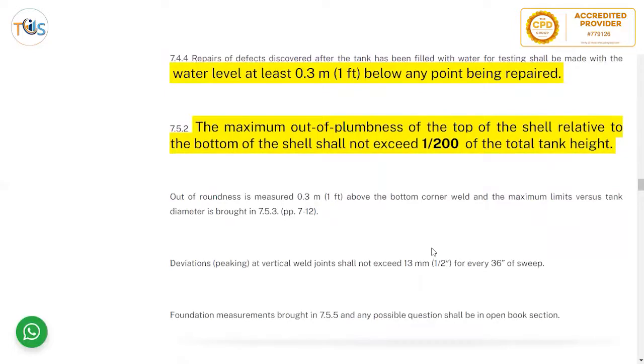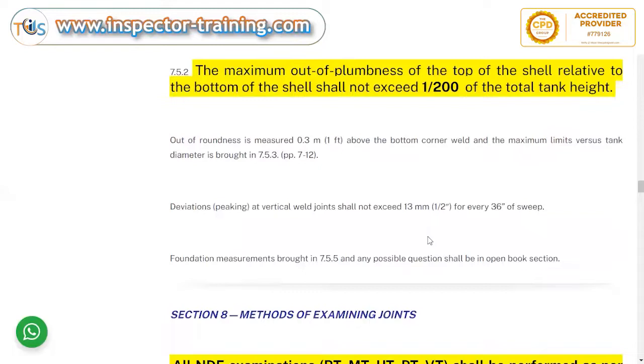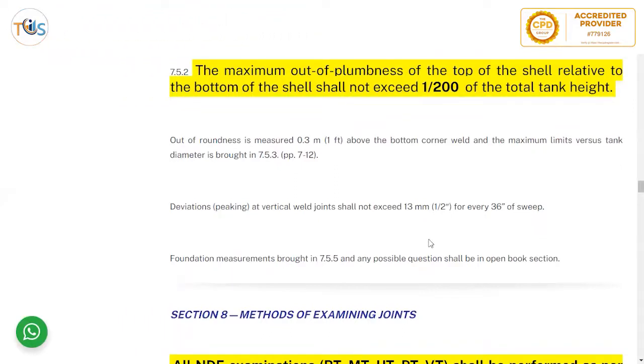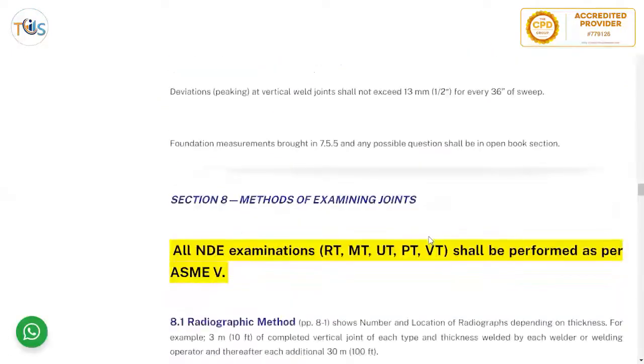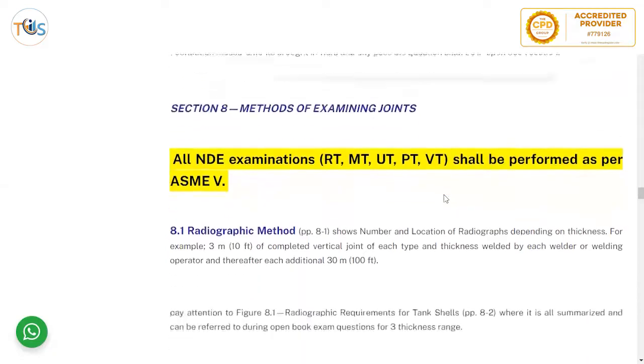The maximum out-of-plumbness of the top of the shell relative to the bottom of the shell shall not exceed 1/200 of the total tank height. Out-of-roundness is measured 1 foot above the bottom corner weld, and the maximum limits versus tank diameter are given in Section 7.5.3, page 7-12. Deviations, peaking at vertical weld joints shall not exceed 1/2 inch for every 36 inch of sweep, and foundation measurements are given in 7.5.5, and any possible question shall be in the open book section.